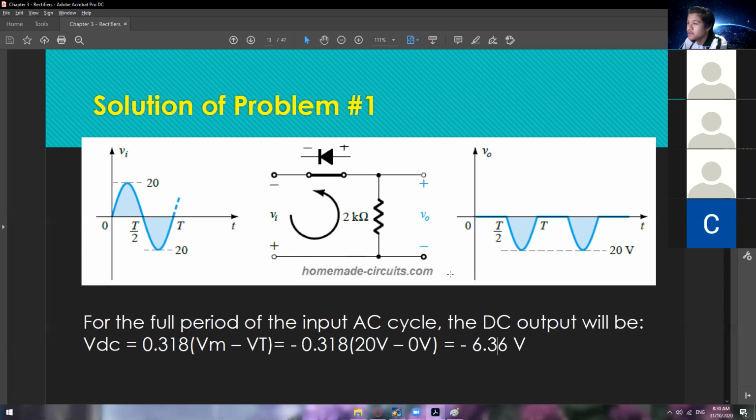What about our VO? I think I wasn't able to include here the V sub O. What about the V sub O? What is our voltage output on this part? What is the value of our voltage output, guys?